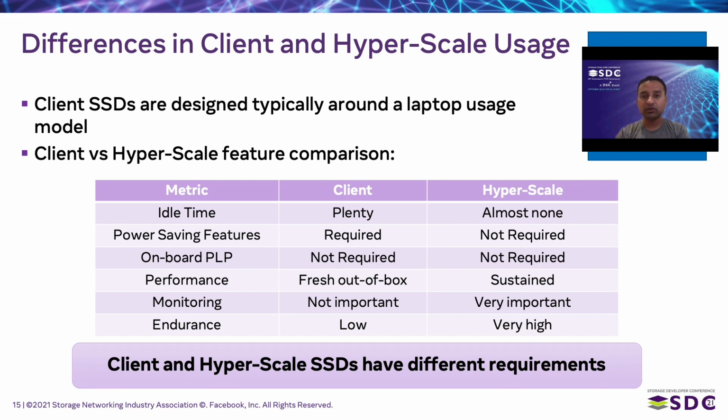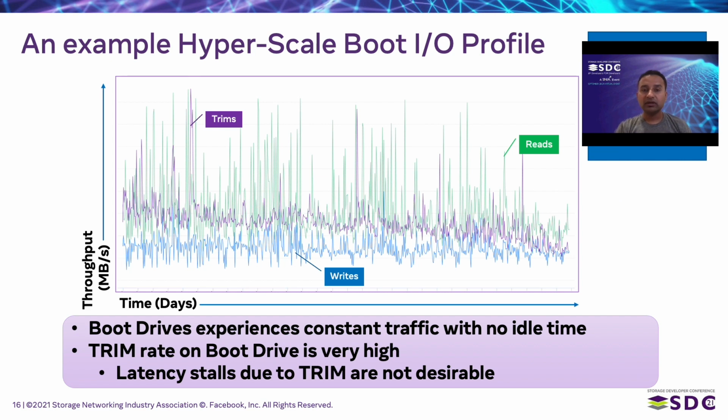Let's study a hyperscale boot drive I/O profile to better understand these requirements. Here's an example chart that shows a boot drive I/O profile taken from a boot drive application. As we can see here, the drive is constantly under I/O stress. It sees all types of traffic, reads, writes, and trims all the time. It's worth noting that the trim rate is especially high on boot drives, mainly because of the nature of the workload that the boot drive sees. There are constantly files being generated and deleted, which results in a high trim rate. And latency stalls due to trims are not very desirable since it leads to poor application performance.